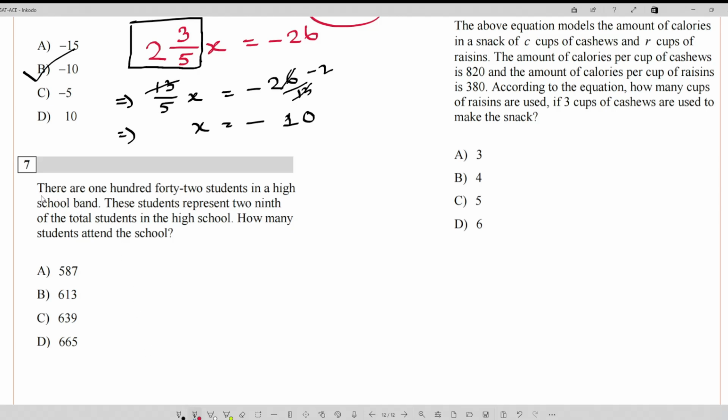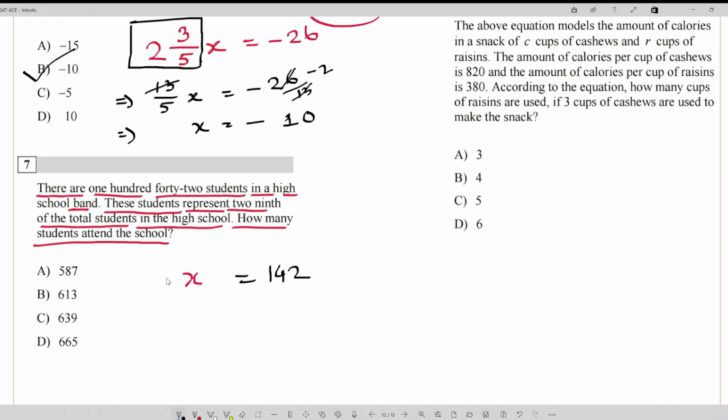Look, there are 142 students in a high school band. These students represent 2/9 of the total students in the high school. How many students attend the school? So we don't know the number of students, so it should be x, right? And here it's saying 142 students in a high school band, and these students represent 2/9 of the total students.